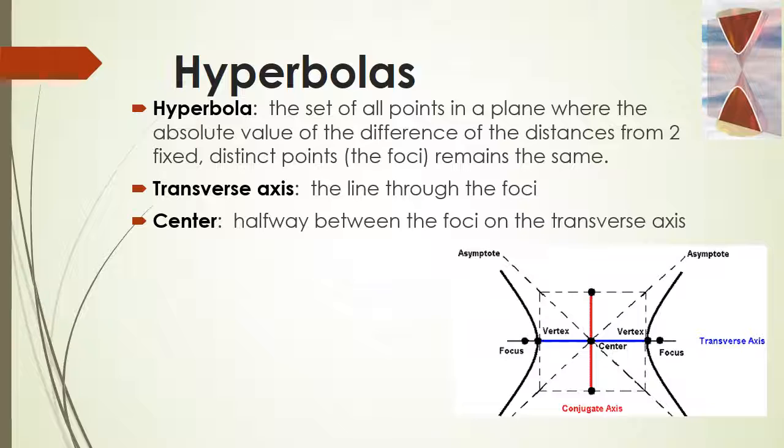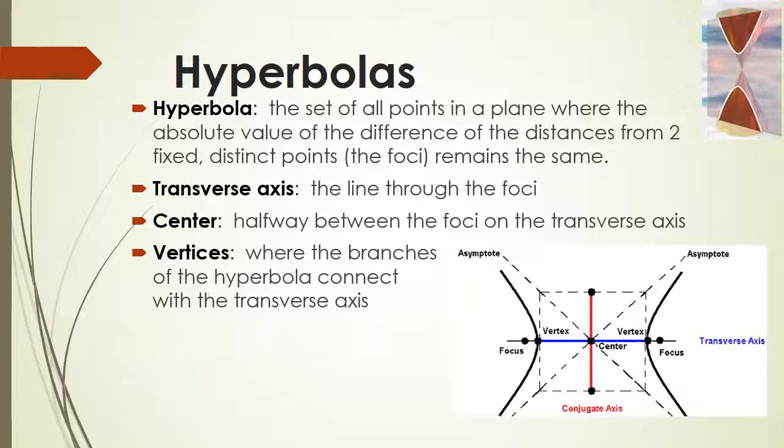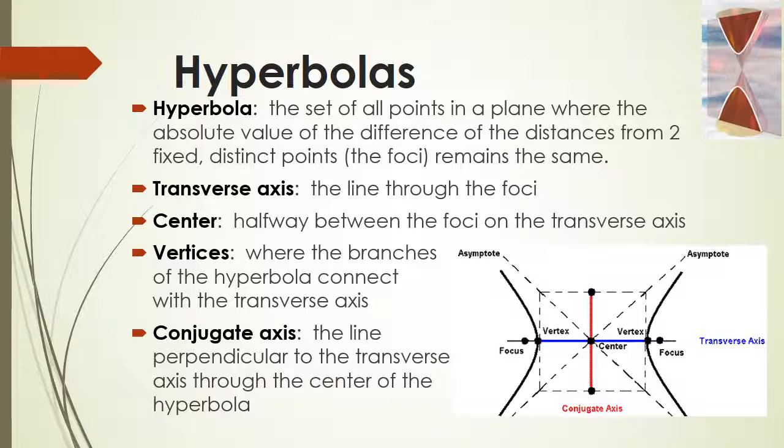So we've got 5 points that are all going to line up on that axis. We have 2 focal points, we have 2 vertices, and we have the center, and they're all going to line up on the transverse axis. The vertices are where the branches, which are the 2 parts of the graph, connect with the transverse axis. The conjugate axis is the line perpendicular to the transverse axis. It's the one in red there. It's through the center of the hyperbola.